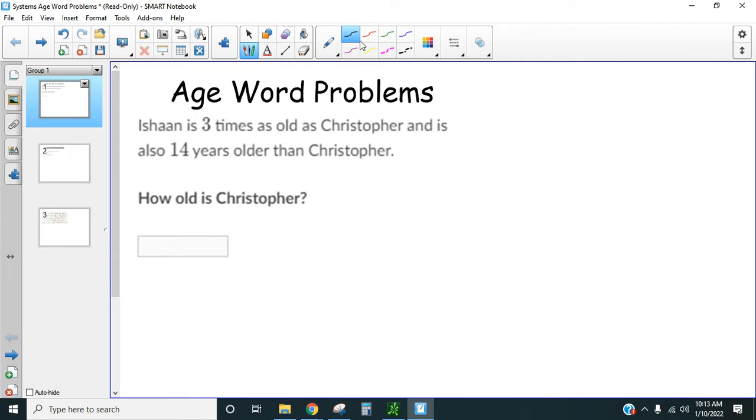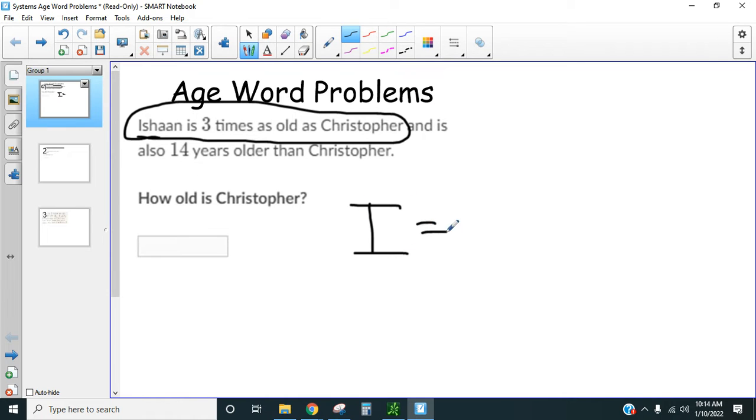I think you might be right. Very good. All right, so here we go. Ishan is, I'm going to rewrite this as a mathematical equation. What would I say? I equals 3 times C. Yep, I equals 3 times C. I like using capital letters. I don't know why.